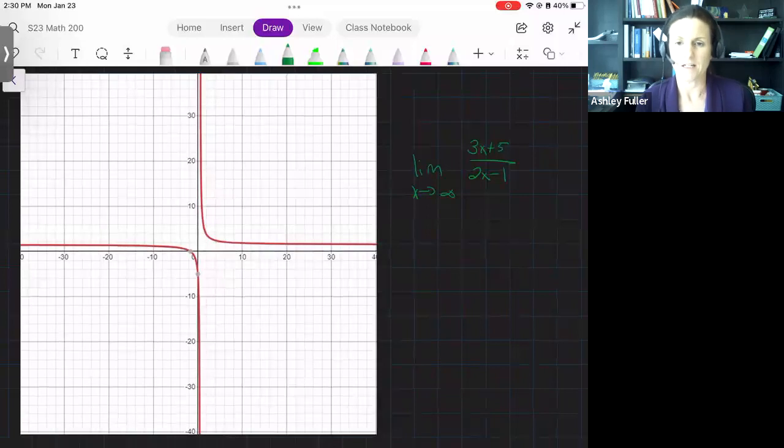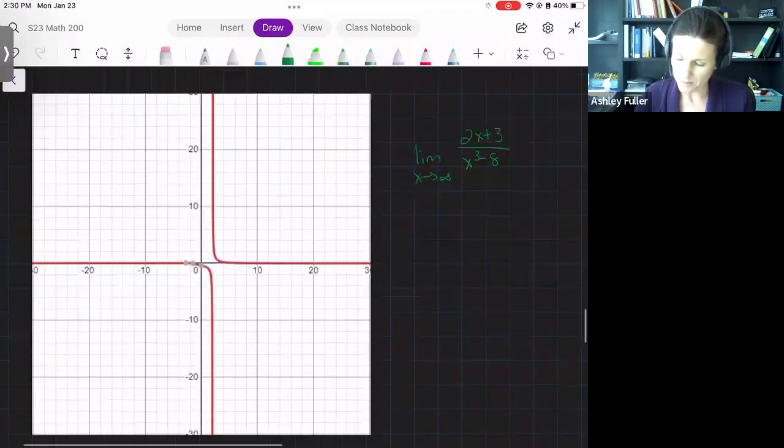I've graphed it here, and as you can see, as x approaches infinity, it appears that this graph is leveling out. And likewise, as x approaches negative infinity, it also appears that it's leveling out. But how do we know what value it reaches? Well, we're going to look at that more algebraically here in just a minute, but let's consider another example.